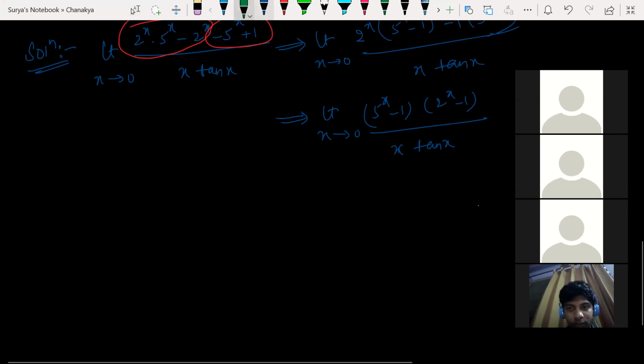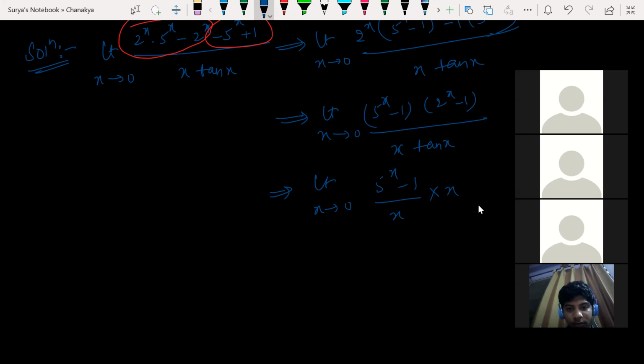So look at this now. How can I split this one now? Guys, look at this. I need x in the denominator, isn't it? Can I multiply and divide with x here? Can I just divide with x simply? If I divide with x, x into x is what here? X square. So I must divide with x square in the denominator as well.